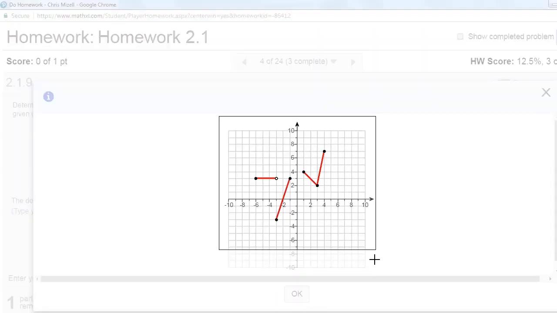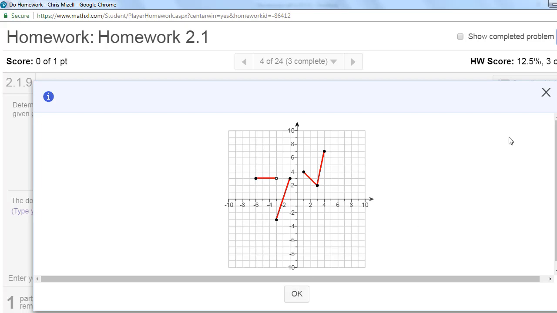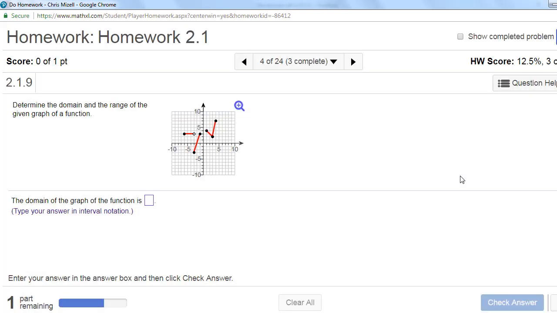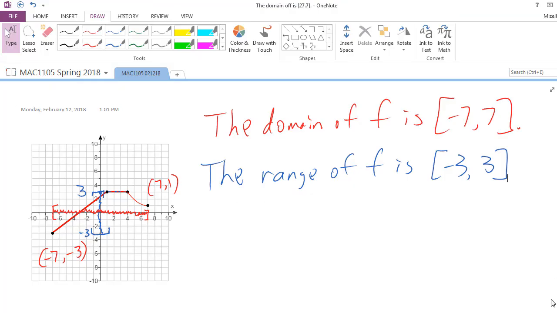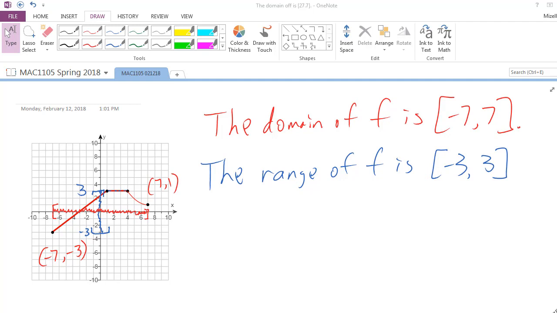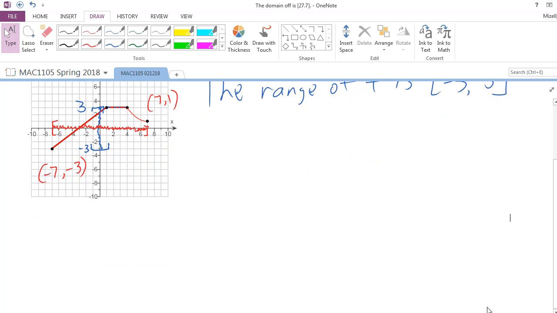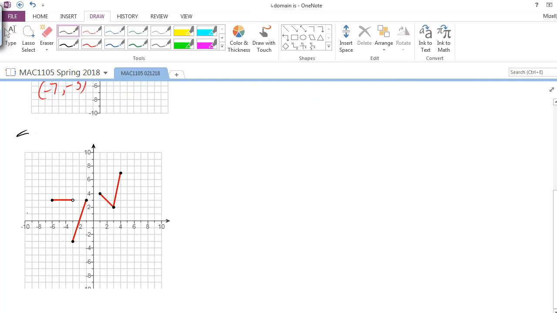Let's see if we can determine what it wants here. Again, the question is: determine the domain and range of the given function by considering its graph. So here goes. How far to the left does the graph go?